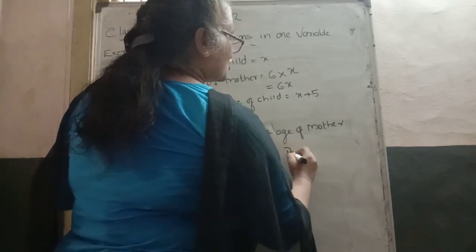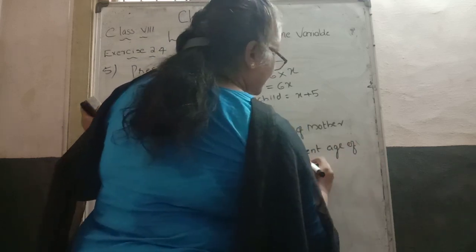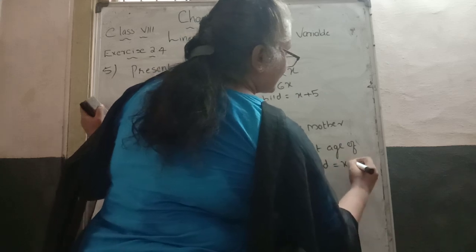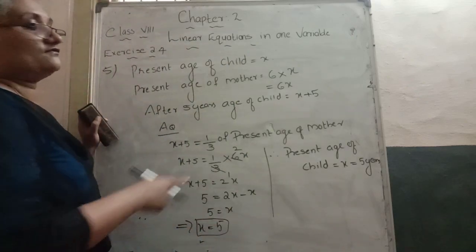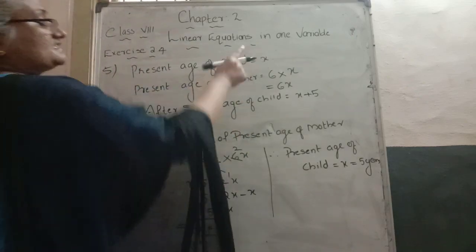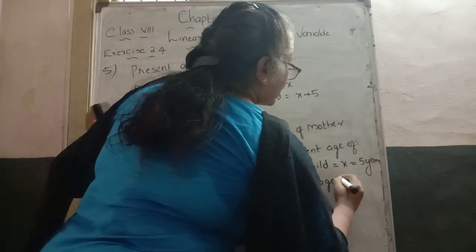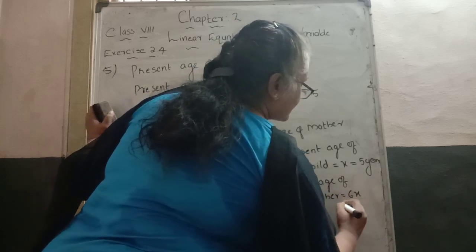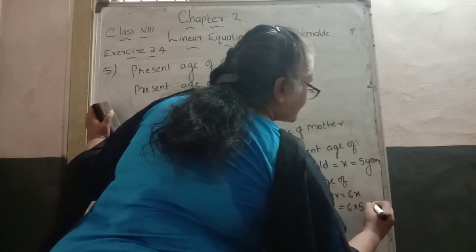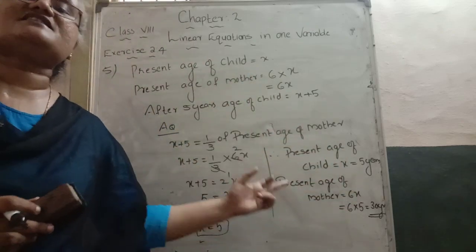Therefore, what we can say, that is the answer. Present age of child is equal to, we consider x, that is how much? 5 years. Child age becomes 5. Why? Because we took child age as x. Then present age of mother is equal to, we considered 6x. That means x is 5, 6 5s are how much? Mother becomes 30 years old. Child is 5 years old and mother becomes 30 years old.